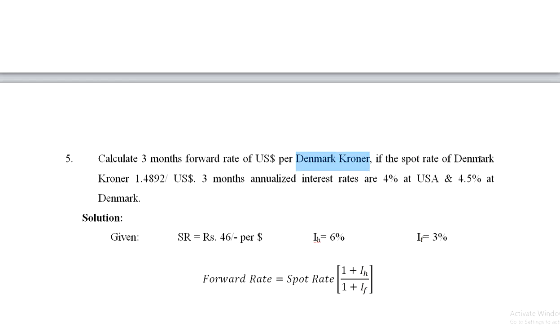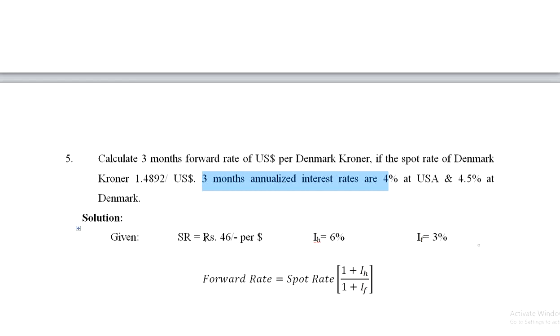If the spot rate of Denmark kroner is 1.4829 per dollar, a Denmark citizen is paying 1.4892 per US dollar. In order to purchase 1 US dollar, Denmark kroner, you have to pay this much. So US dollar 3 months, the annualized interest rate is 4% at USA and 4.5% at Denmark.